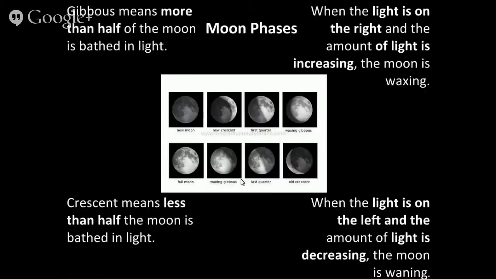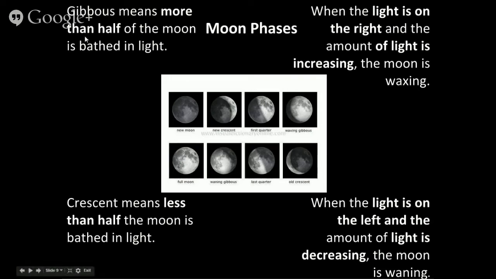And just very briefly, here's how to name those phases. Gibbous means more than half the moon is bathed in light. Crescent means less than half the moon is bathed in light. When the light is on the left and the amount of light is decreasing, the moon is waning. When the light is on the right and the amount of light is increasing, the moon is waxing. So you take these two words, waxing and waning, and gibbous and crescent, and combine them together to form the different phases of the moon.